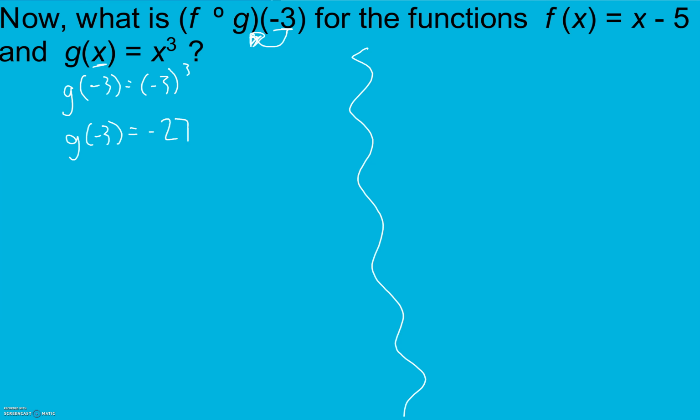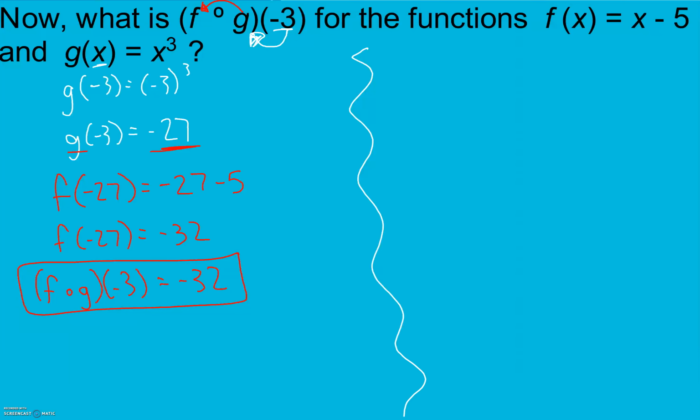Now that I know what g is, I can substitute that value in to f. So I look at my function f of g, which is -27. Everywhere I see an x, I put in my g value, -27. And here I get -32. So the value of f of g of -3 is -32.